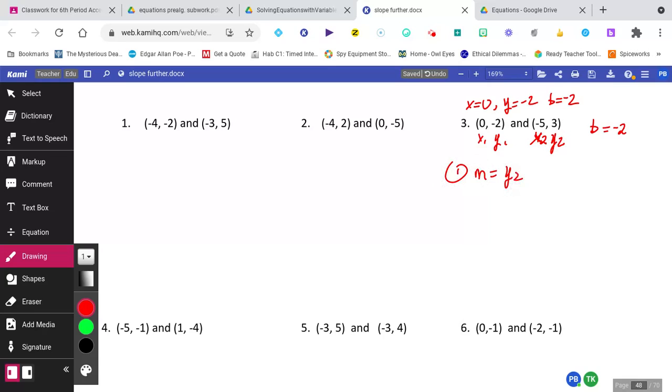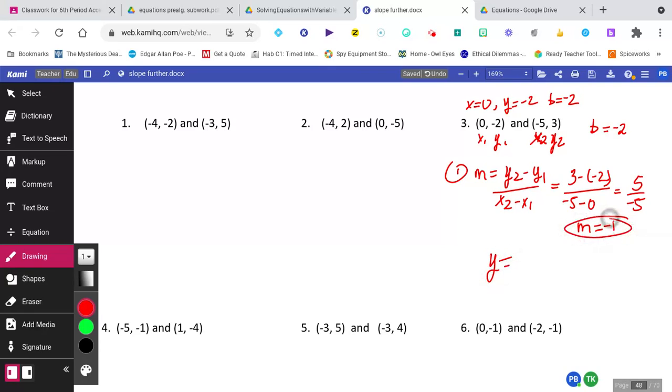Y sub 2 minus y sub 1 divided by x sub 2 minus x sub 1. The second y is 3 minus the first y, which is -2. The second x is -5 minus the first x, which is 0. So as a slope, I end up with 5 over -5, or m equals -1. So my equation is simple. This attaches to x, and this doesn't. Or I could simply write -x minus 2. Either one of those will work.